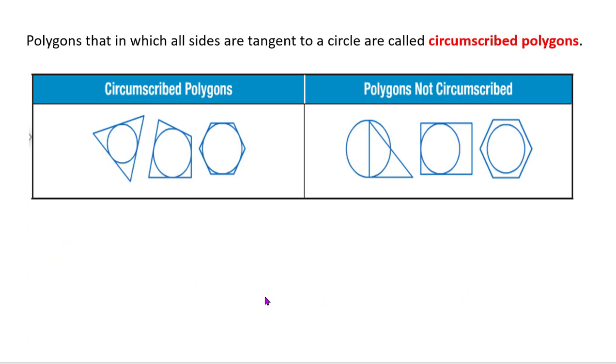Okay, polygons with all sides tangent to a circle are circumscribed polygons. So meaning that I have a point of tangency there. I have a point of tangency there. And so on. Polygons that are not circumscribed: your circle here, yeah, it's tangent at 3 points, but it needs to be tangent at a 4th point.